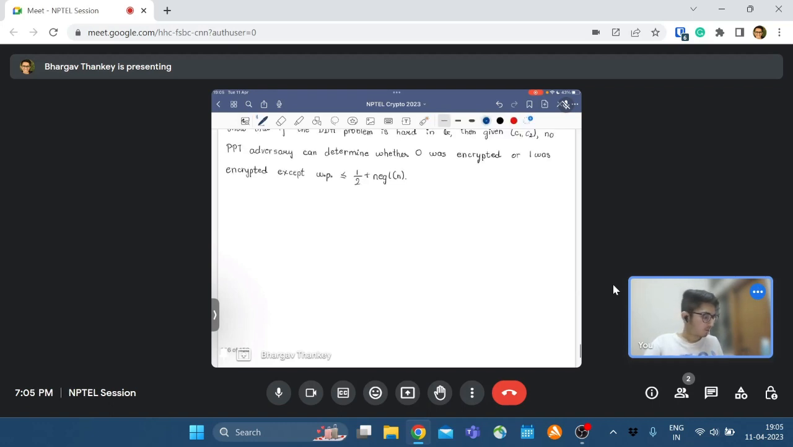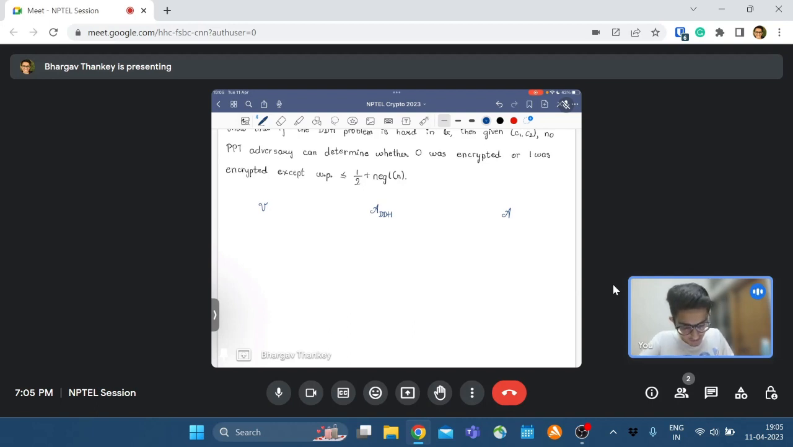We'll prove this by contradiction. Suppose for the sake of contradiction that there exists an adversary which can break this scheme. Let me call that adversary A. Using that adversary, we are going to create an adversary for the DDH problem. And since by assumption the DDH problem is hard in the group, adversary A also cannot exist.